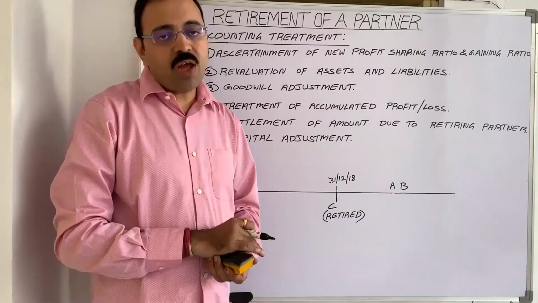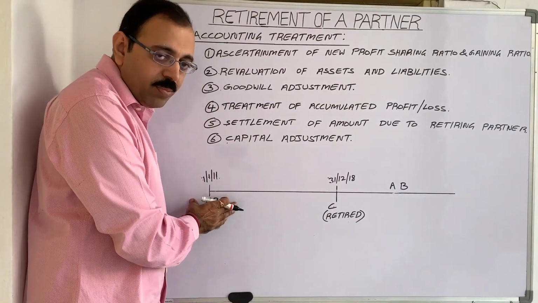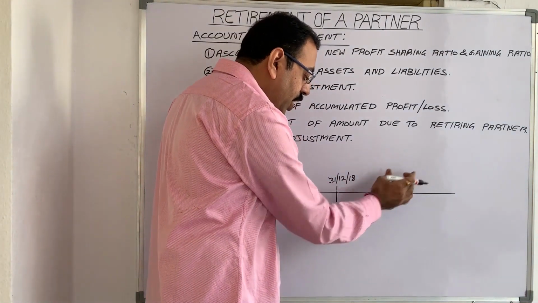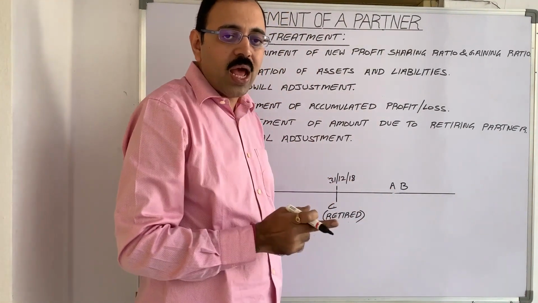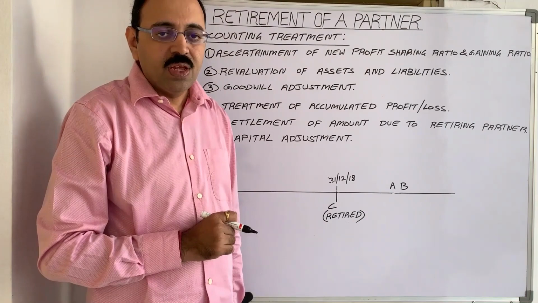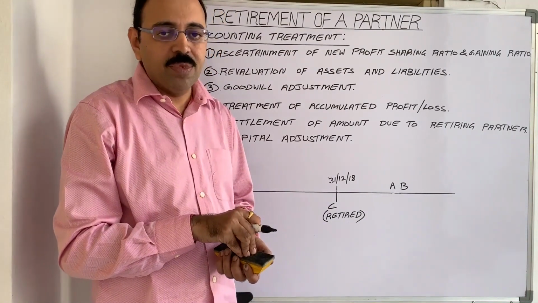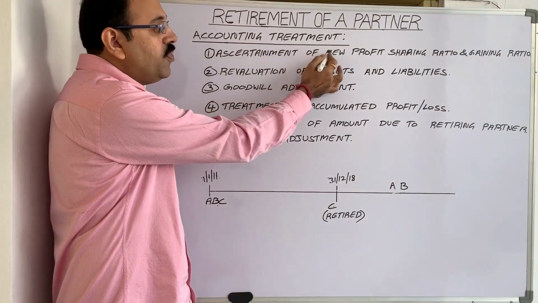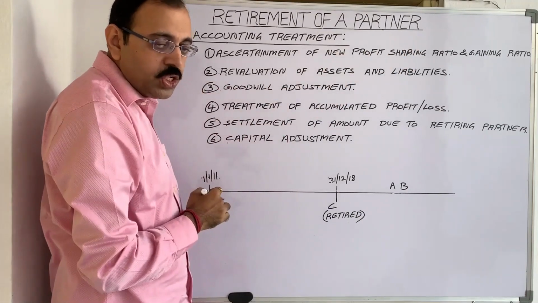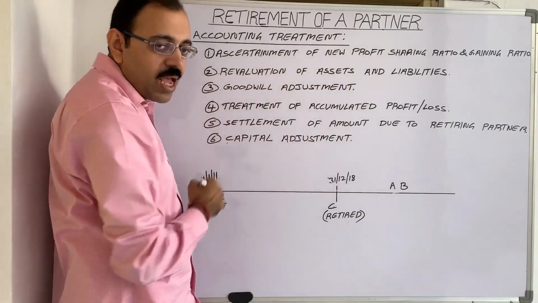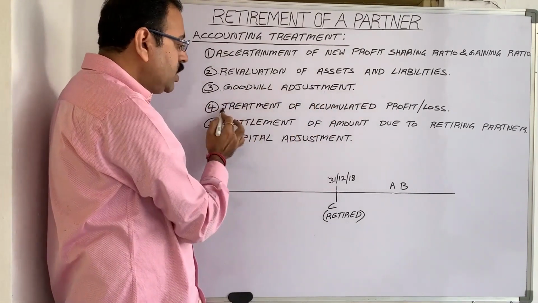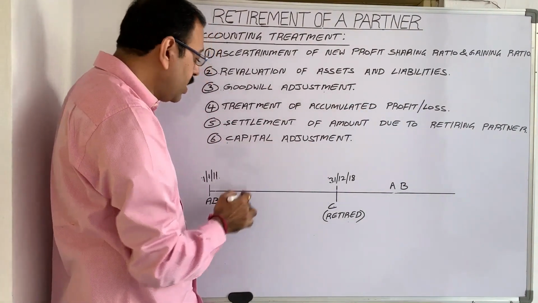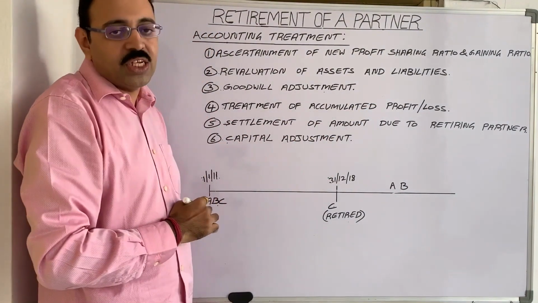In the event of retirement of a partner, the old agreement among them will get cancelled, and in its place, with new terms and conditions, a new agreement will be prepared. This is known as dissolution of partnership. In case of dissolution of partnership, in accounts we have to do some adjustments. What are they? Ascertainment of new profit sharing ratio and gaining ratio, revaluation of assets and liabilities, goodwill adjustment, treatment of accumulated profit or loss, settlement of amount due to retiring partner, and finally capital adjustment.